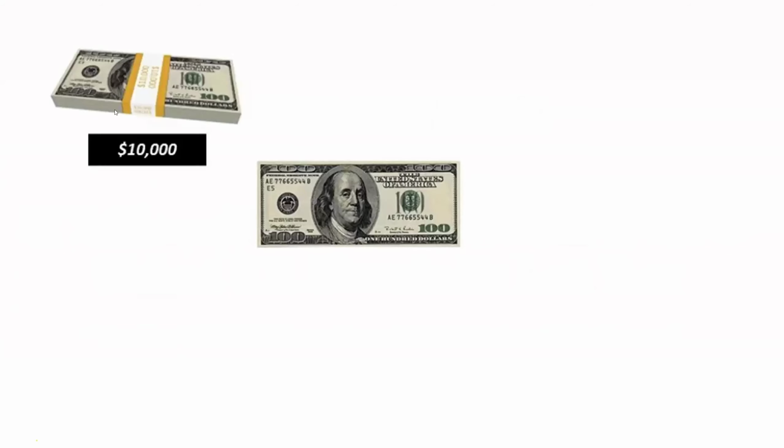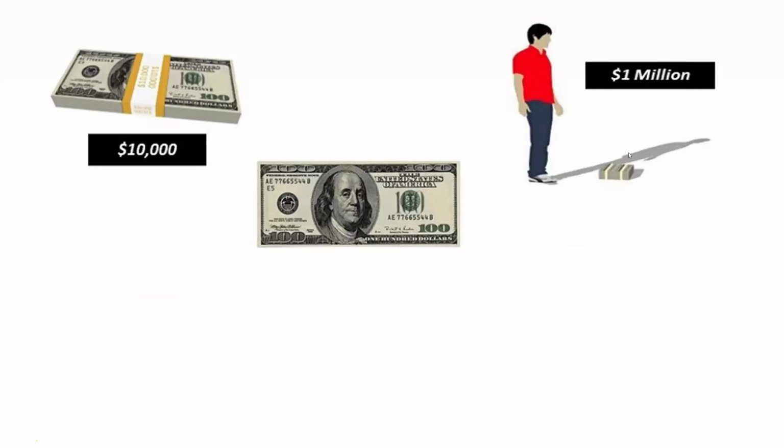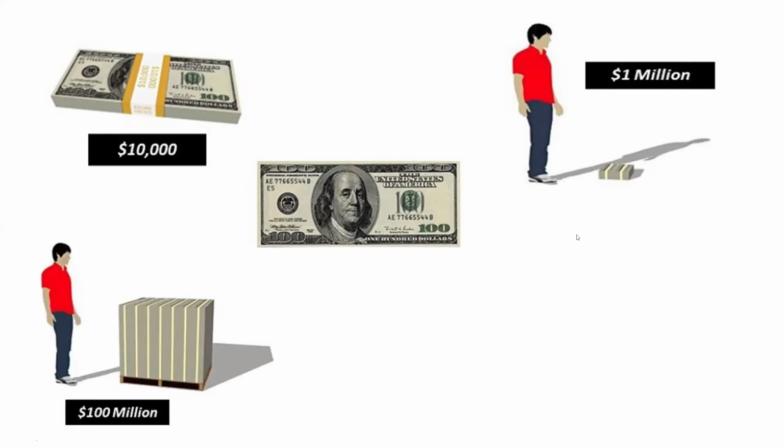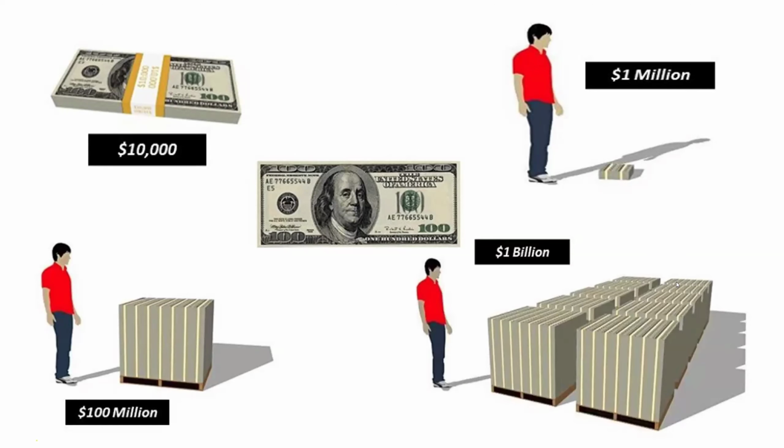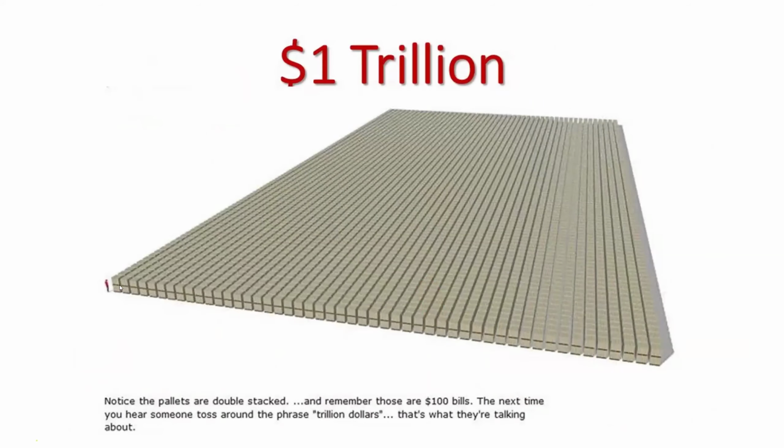Here's a $100 bill. This is $10,000. You could put this right in your pocket, right? This is $1 million. You could fill up a briefcase and have $1 million. $100 million is a pallet of mulch at Home Depot, right? $1 billion is 10 pallets of mulch. And now check this out: $1 trillion is double-stacked pallets, a whole football field full. Do you have any idea that's how much $1 trillion is?